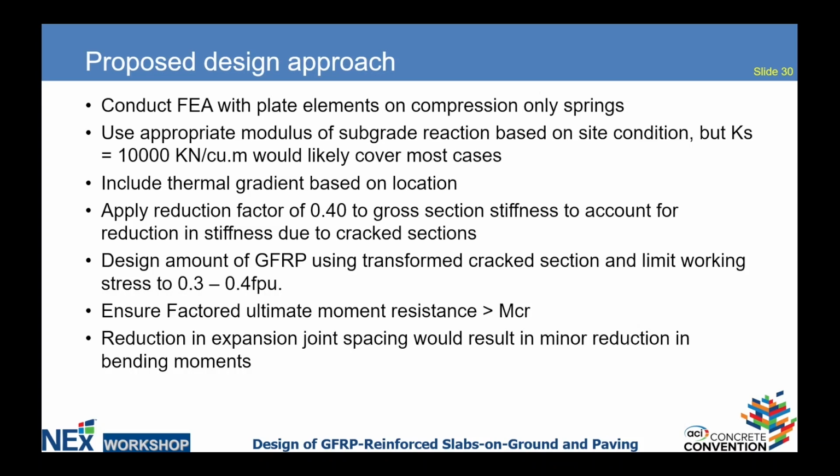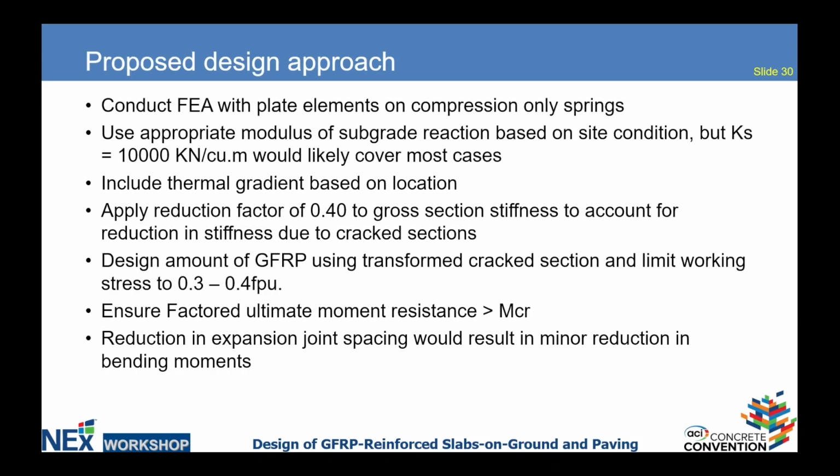We should use the appropriate modulus of subgrade reaction based on site condition, but a KS of 10,000, if you have a big piece of slab, 10,000 kilonewton per cubic meter would likely cover the worst case. Okay? You have to include the thermal gradient effect based on your location. Canada versus Mexico is different. Okay?